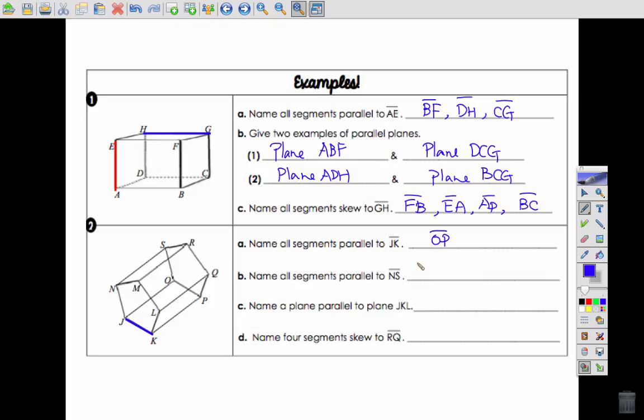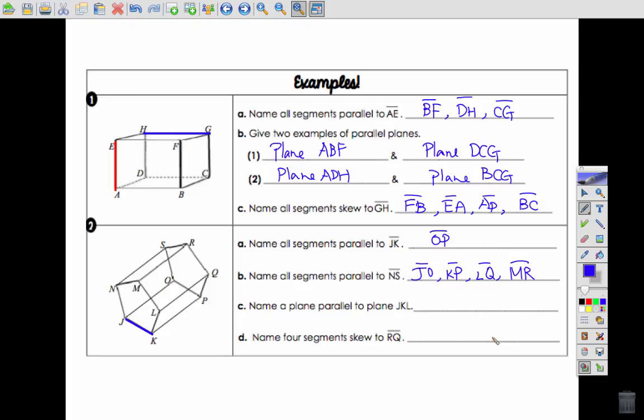And next, name all segments that are parallel to NS. NS is right here. So there are several. I have JO, I have KP, I have LQ, and I have MR, right?